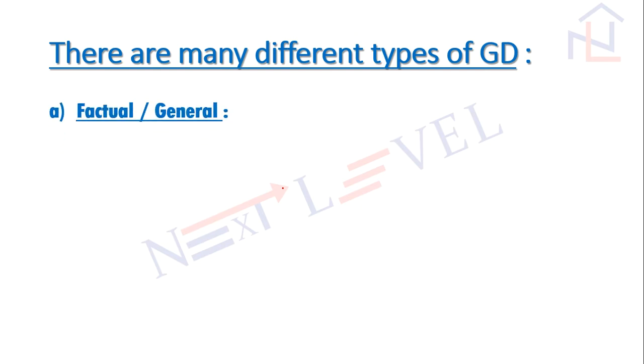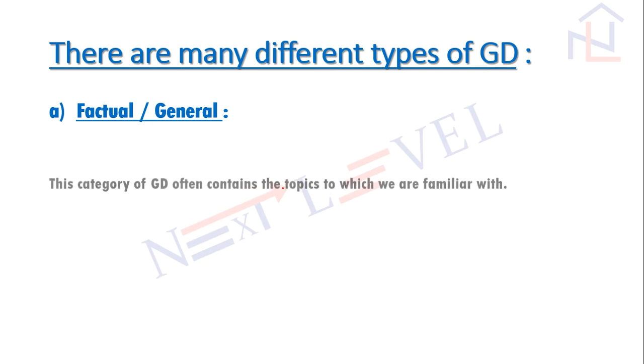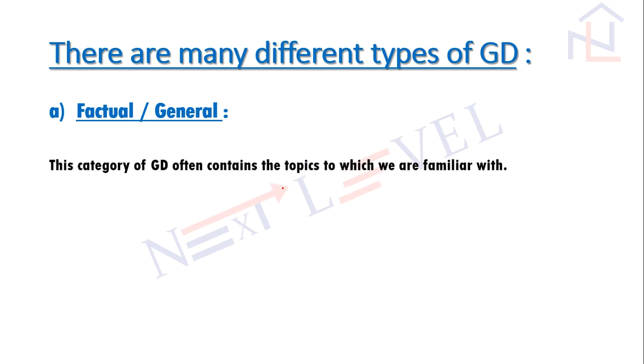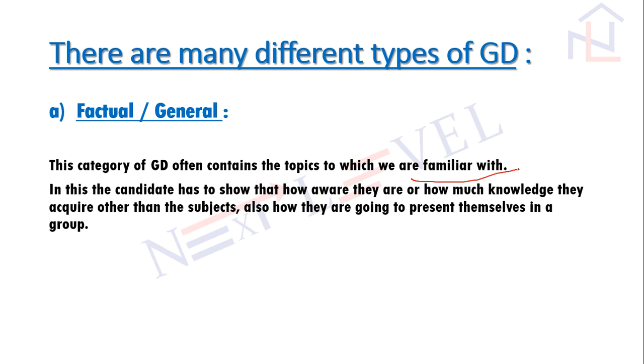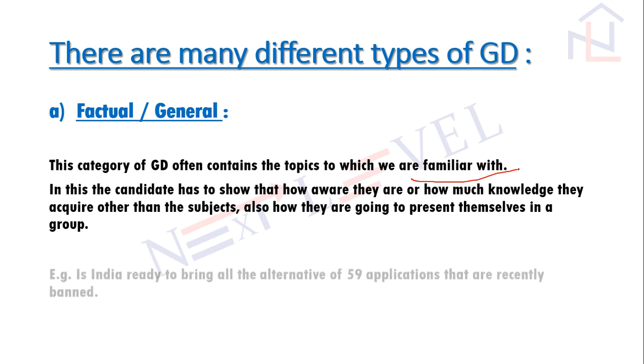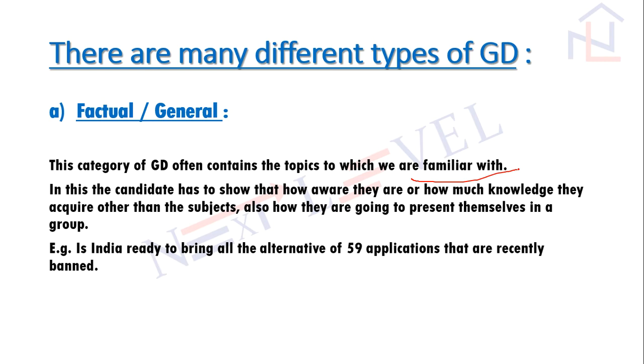First and foremost is factual and general. This category of GD often contains topics with which we are familiar. In this, the candidate has to show how aware they are or how much knowledge they have acquired other than the subjects. Also, how they are going to present themselves in a group. Example, is India ready to bring all the alternatives of 59 applications that were recently banned?